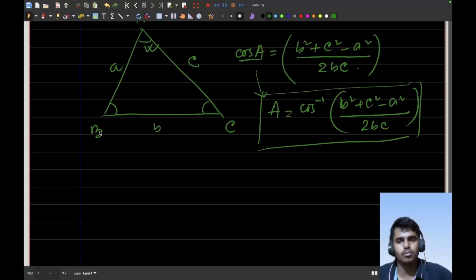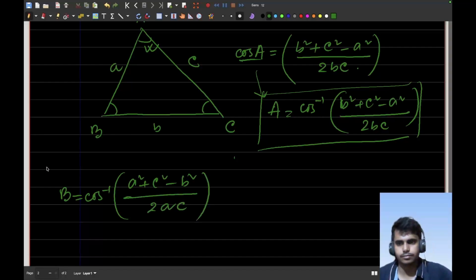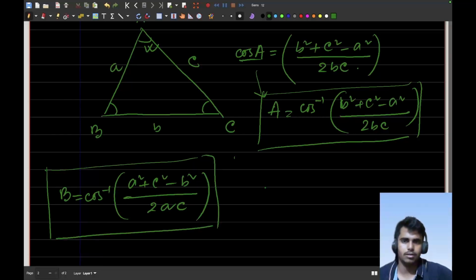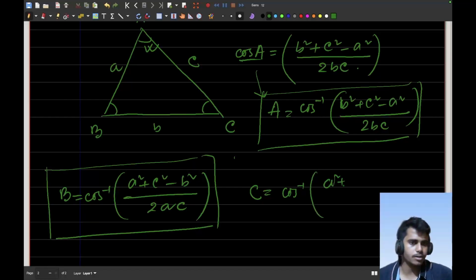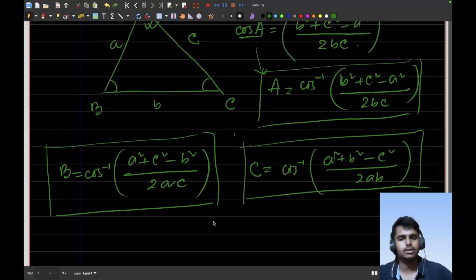Similarly, we can get the formula for angle B and angle C. The formula for angle B will be cos inverse of A square plus C square minus B square by 2AC, and the formula for angle C is cos inverse of A square plus B square minus C square by 2AB. So I have to apply these three formulas and the answer is done.